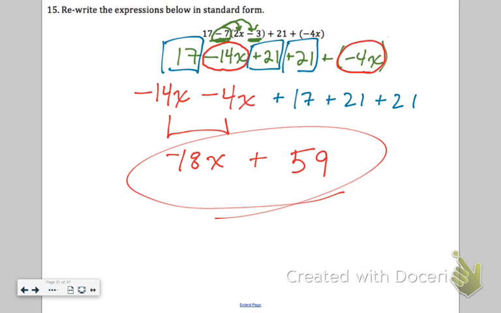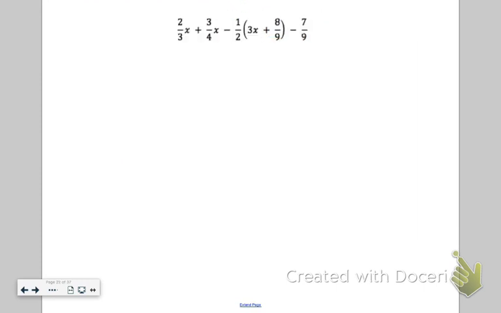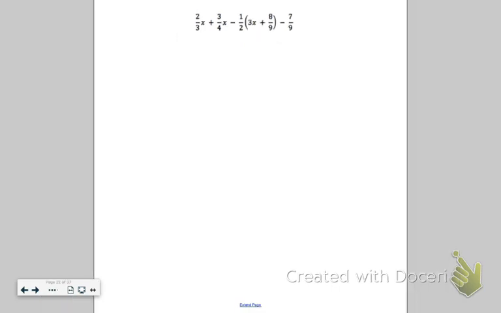Let's take a look at one more. This one has fractions. A lot of students are intimidated when they see fractions, but you guys know how to handle them, right? When we're adding and subtracting them, we need a common denominator. When we're multiplying them, we're typically just multiplying straight across. You could do some simplifying first if you want, but if you want to just multiply straight across, we could do that. All right, let's begin.